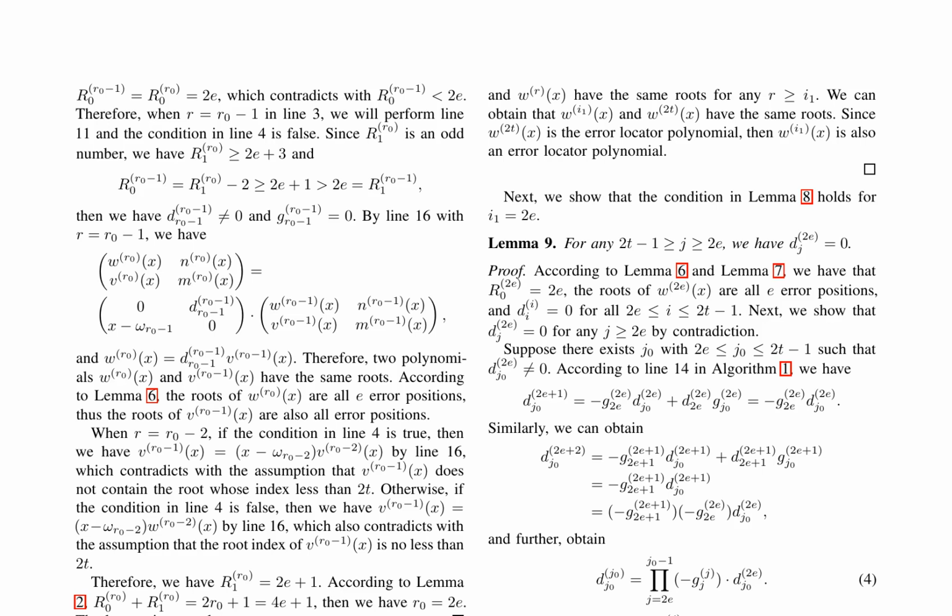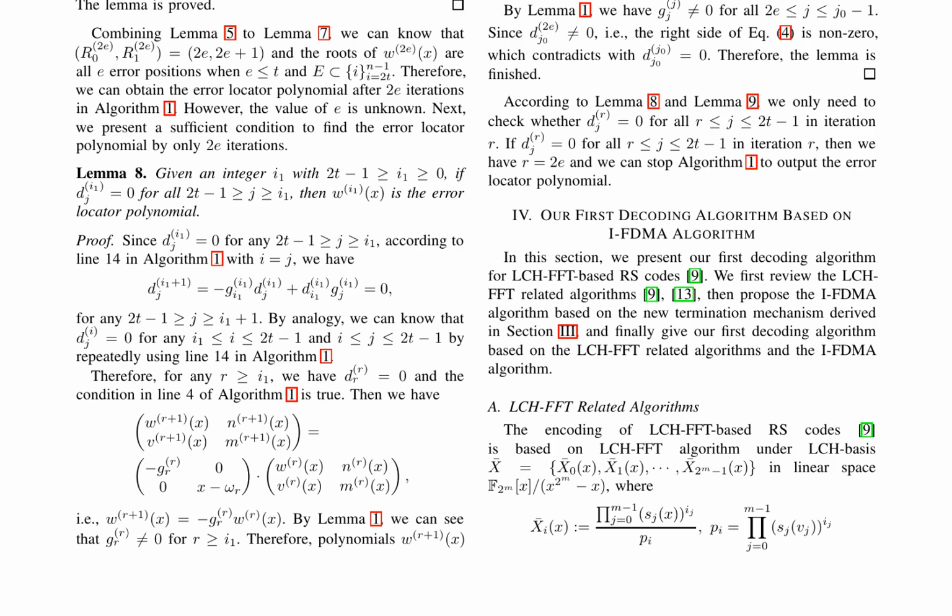The authors then present a sufficient condition for finding the error locator polynomial, which is based on the value of d,I,j. They show that if d,I,j equals 0 for all 2t-1 greater than or equal to j greater than or equal to I, then w,I,x is the error locator polynomial. They also prove that this condition holds for I equals 2e.